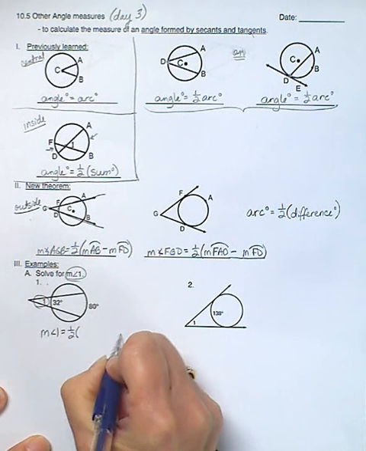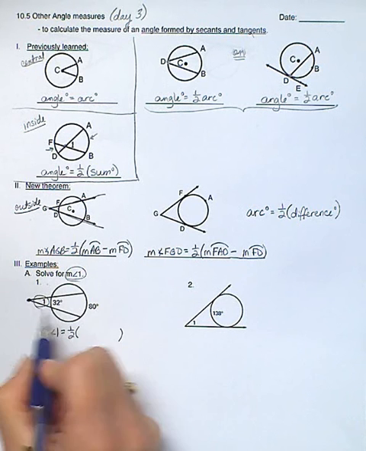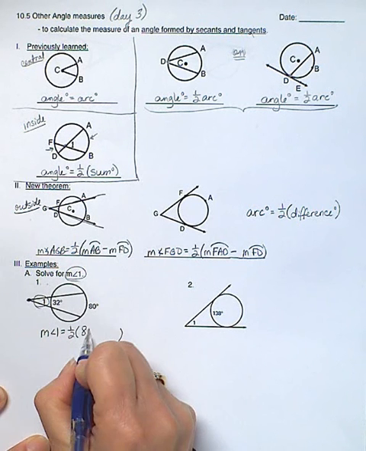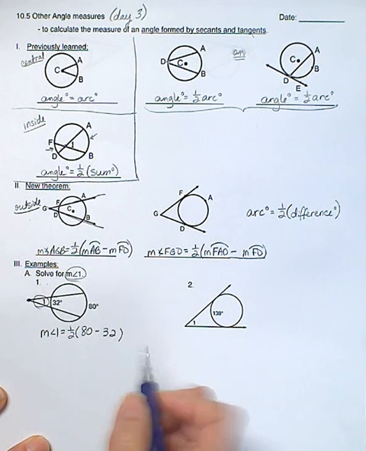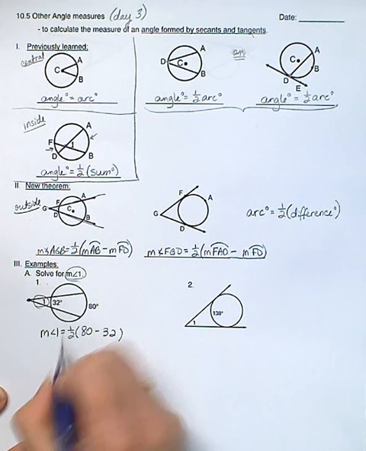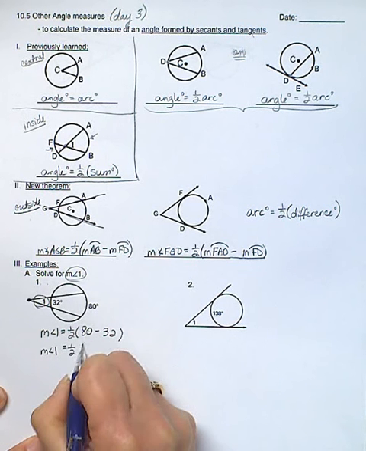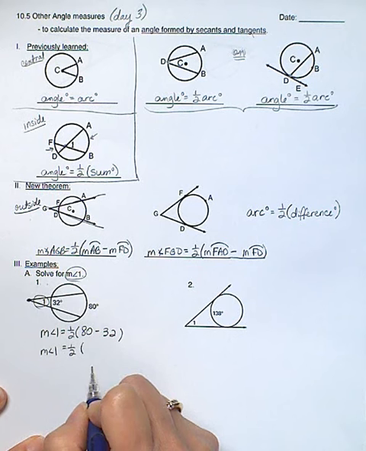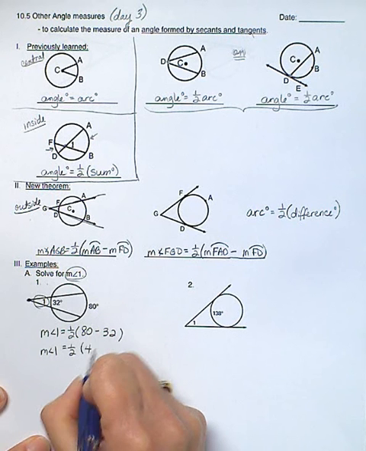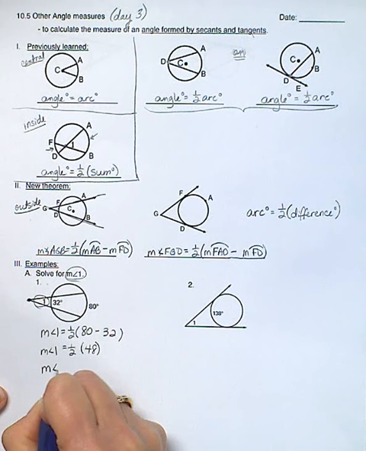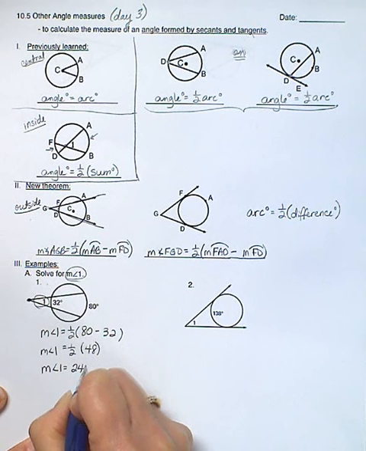I know I'm going to subtract them because my vertex is outside. Which one's farthest away? It's the 80. And the closest is 32, which makes sense. 80 is greater than 32, so we're going to subtract. So the measure of angle 1 is half of 80 minus 32, which makes it 48. So the measure of angle 1 is 24 degrees. You can see it's getting smaller as we come down.